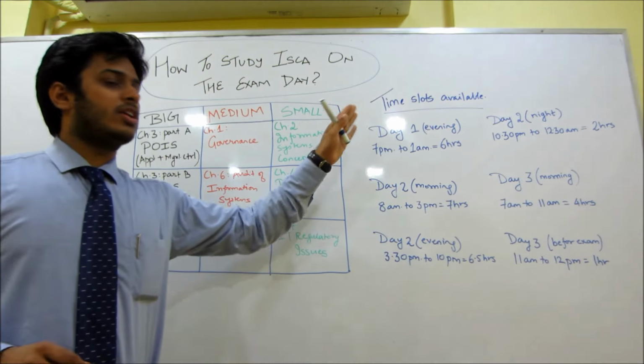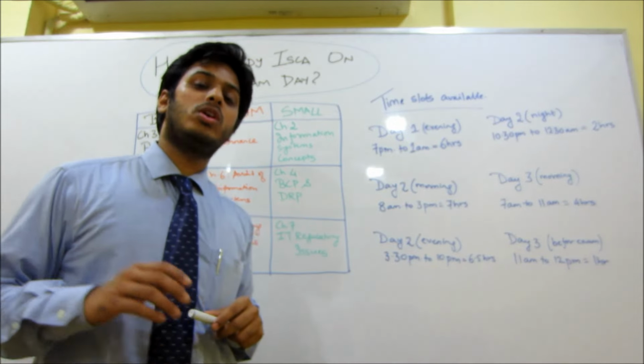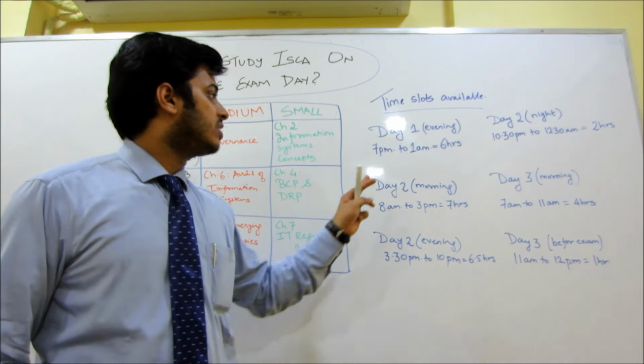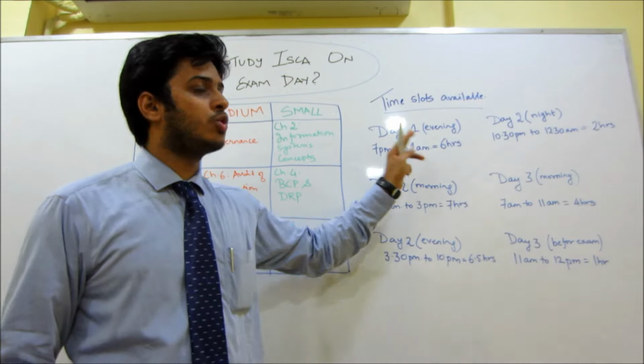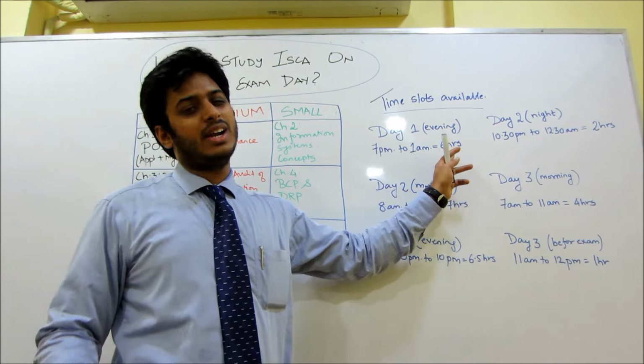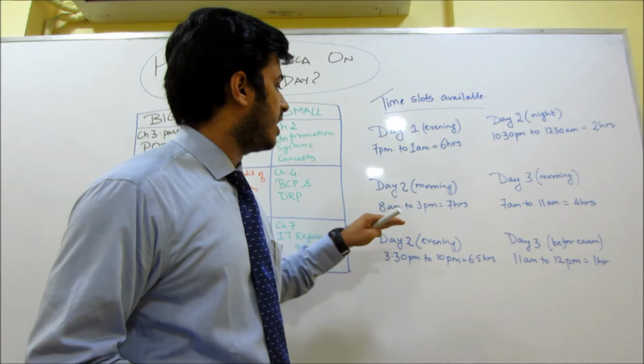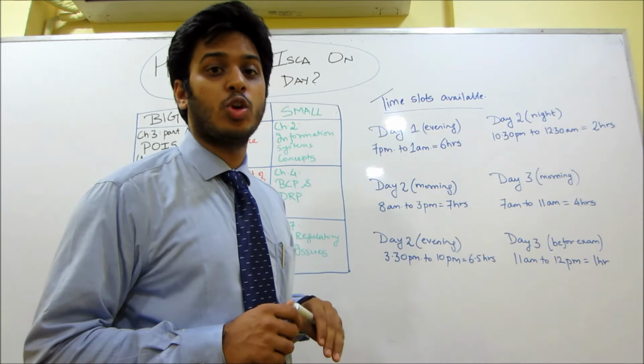The time slots that will be available to you: day 1 is after you come back from your costing exam. So that day from 7 p.m. onwards, I am assuming you will study at least till 1 a.m. So you will get around 6 hours to study. Your day 2 morning, that is 8 a.m. to 3 p.m., becomes your slot 2.